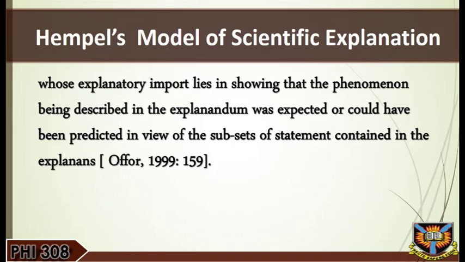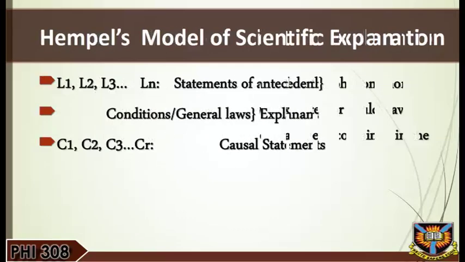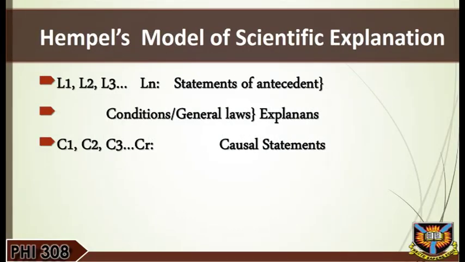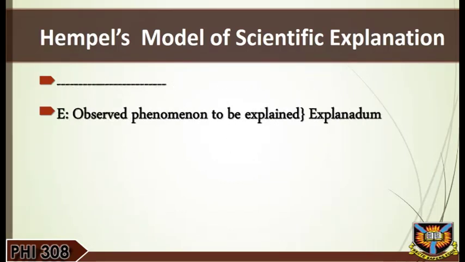A formulation of the deductive nomological model of scientific explanation, as designed by Hempel, is here presented in the following schema. L1, L2, L3, Ln: statement of antecedent conditions, general laws, that is, explanans. C1, C2, C3, Cn: causal statements. E: observed phenomenon to be explained.